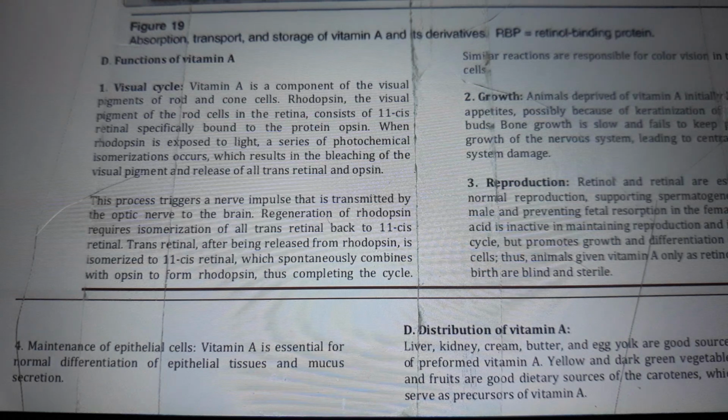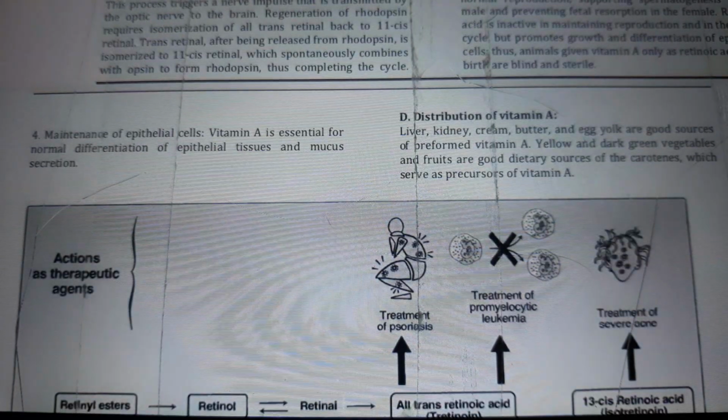Now, functions of vitamin A. We have the visual cycle. Vitamin A is a component of the visual pigments of rod and cone cells. Rhodopsin, the visual pigment of the rod cells in the retina, consists of 11-cis-retinal specifically bound to the protein opsin. When rhodopsin is exposed to light, a series of photochemical isomerizations occurs, which results in the bleaching of the visual pigment and release of all-trans-retinal and opsin. The process triggers a nerve impulse that is transmitted by the optic nerve to the brain.